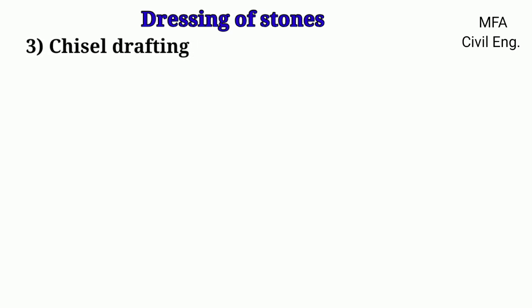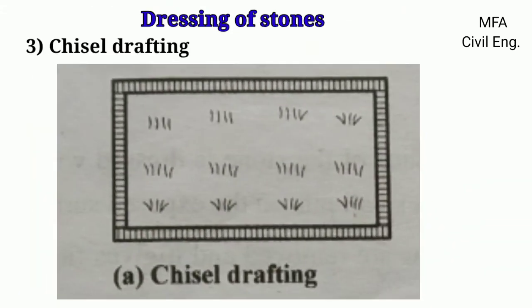Chisel drafting. In this type of dressing, drafts are made at all four edges with the help of chisels, and any superfluous stone at the center is removed by pitching tools or the scrabbling hammer. This type of dressed stone is used in masonry work as quoin stones at the corners.